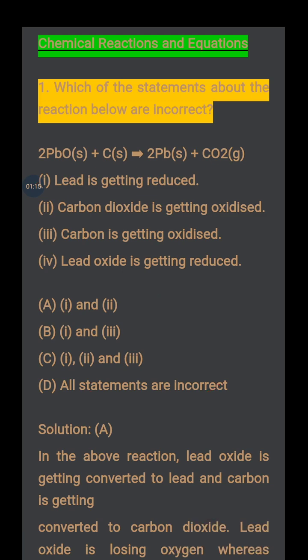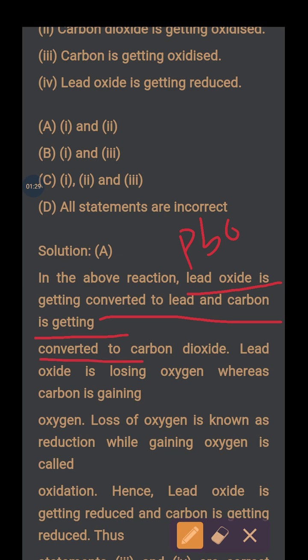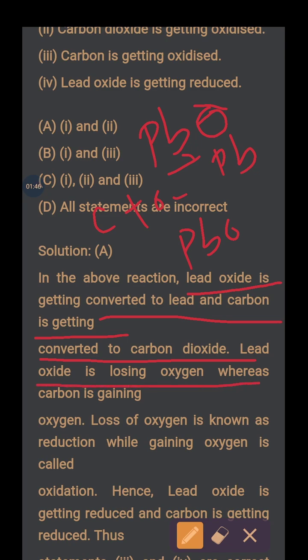Now let us see why this is the correct answer. In the above reaction, the lead oxide, that is PbO, is getting converted to lead, and carbon is getting converted to carbon dioxide. See, lead oxide is getting converted to lead, and C is adding oxygen. Lead oxide is losing oxygen, whereas the carbon is gaining oxygen.